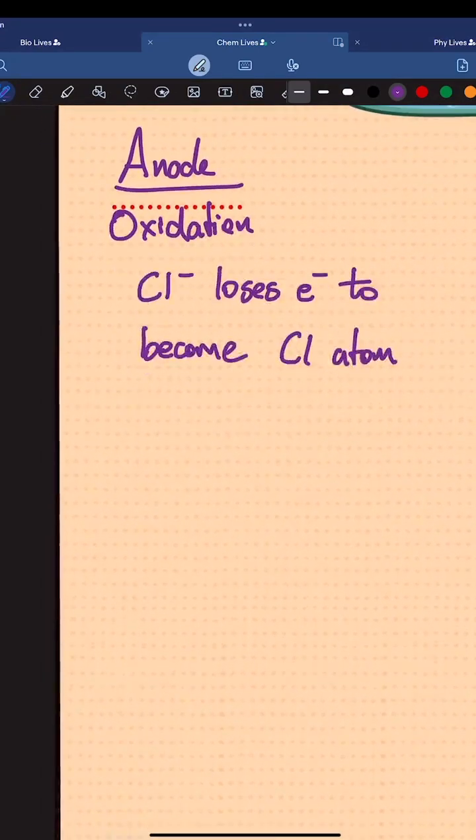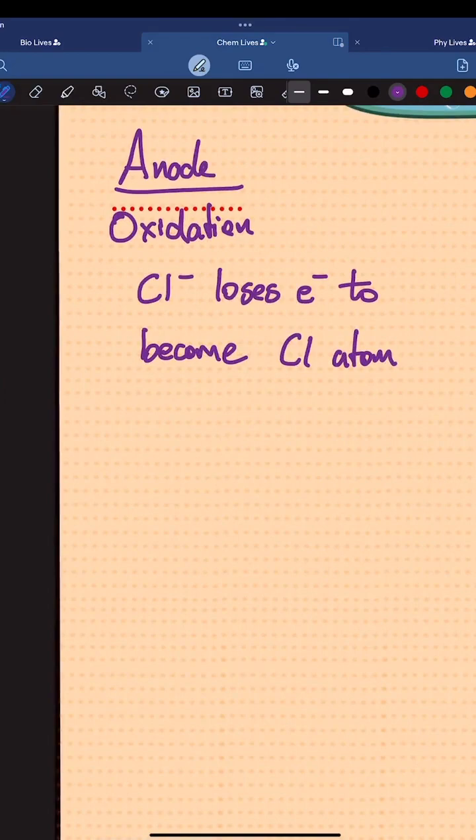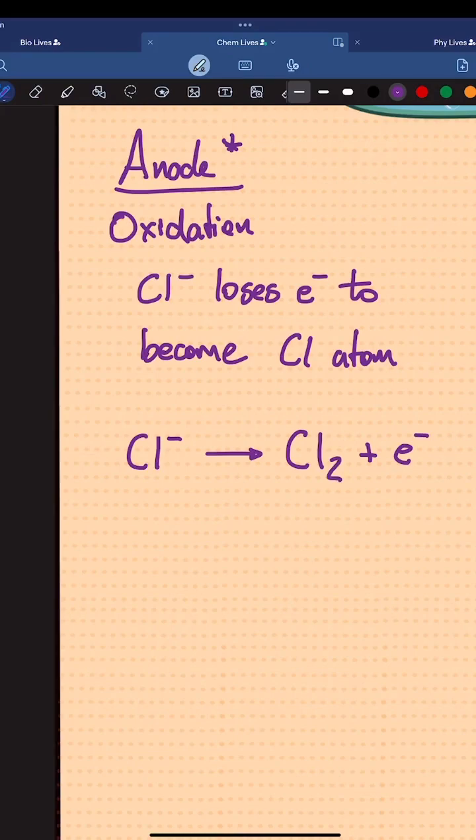So here, you can write a half equation. A half equation is just an equation that tells you what happens at the anode here. So here we've got Cl- ions turning into Cl atoms, and they lose electrons. So we put electrons on the right hand side here to show that it's being lost. Now what you need to remember here is chlorine is diatomic. Any group 7 element is diatomic. So we call that Cl2. And then to balance this equation, we need 2 Cl- and 2 electrons. That's the half equation at the anode.